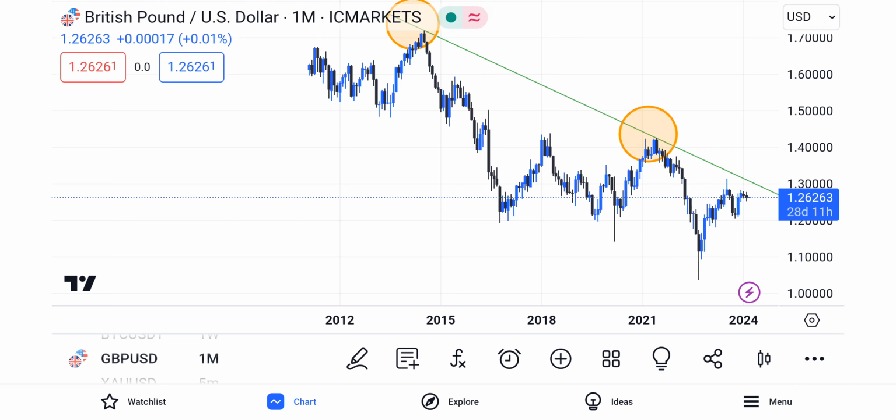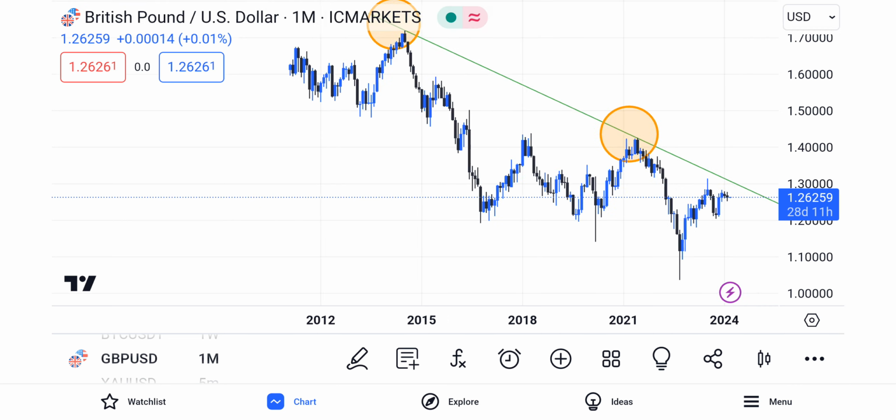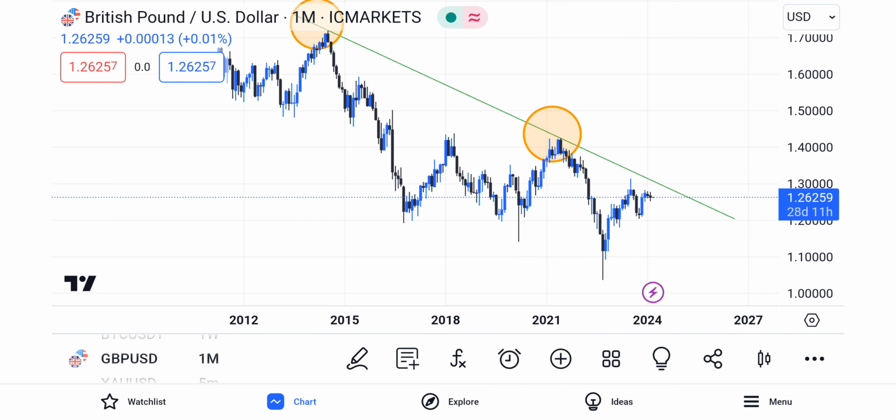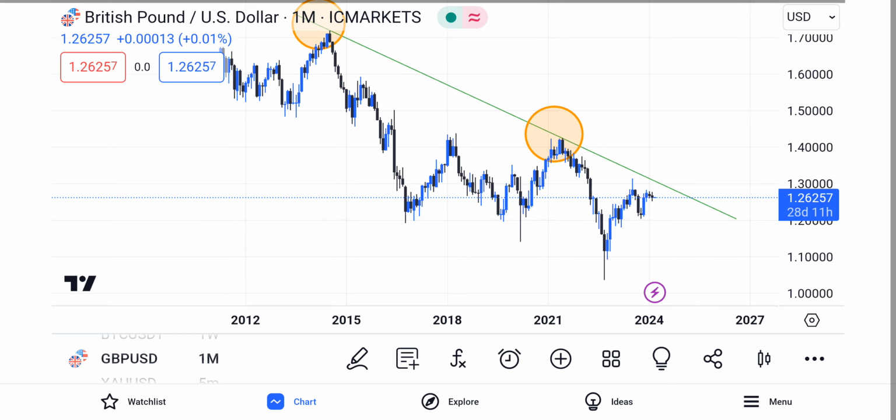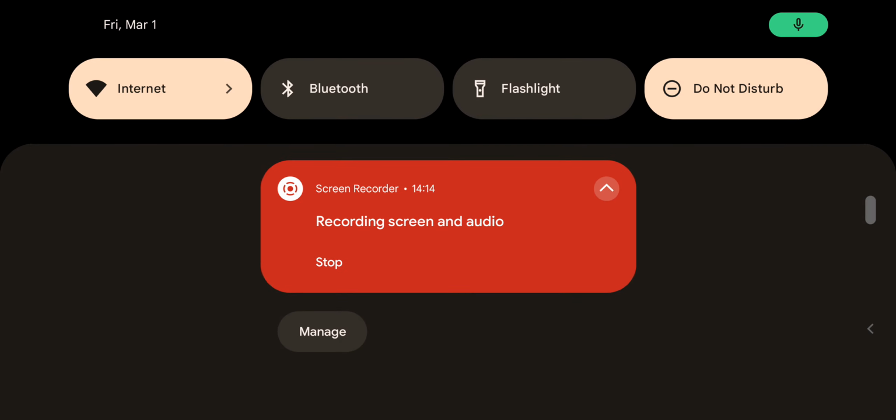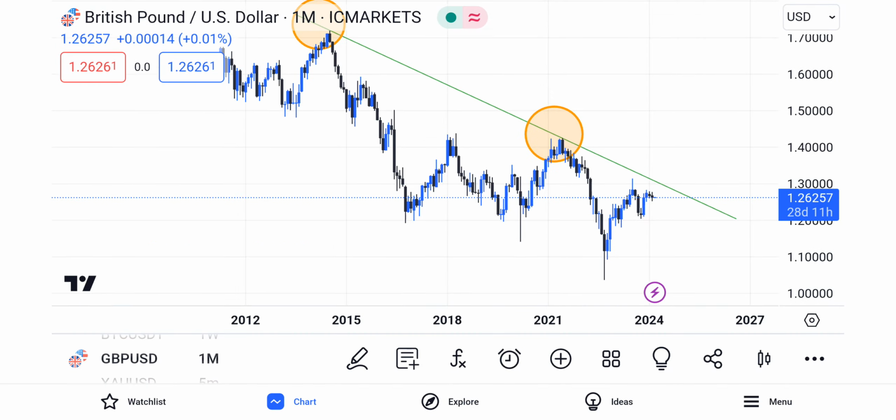So those are the two ways in which we can use trend lines on our charts. Okay, so please let me just check if we are still connected. Okay, we are still connected. Pardon me for that, just a technical issue.